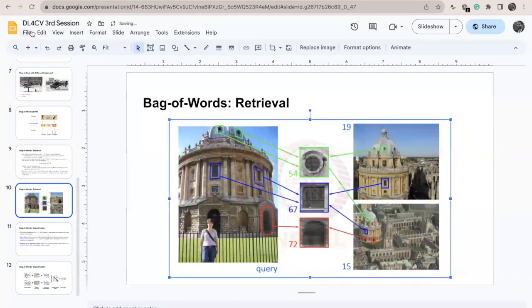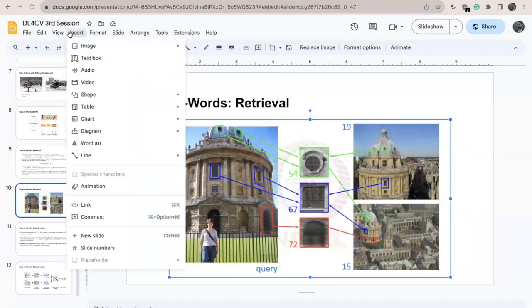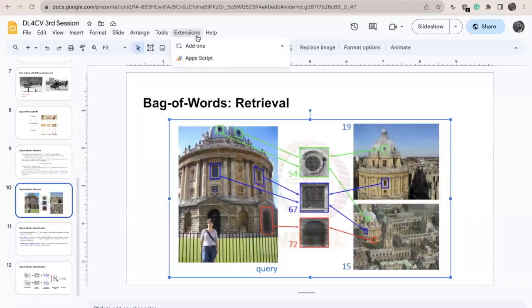Let me draw. There is no way to draw here, I guess.